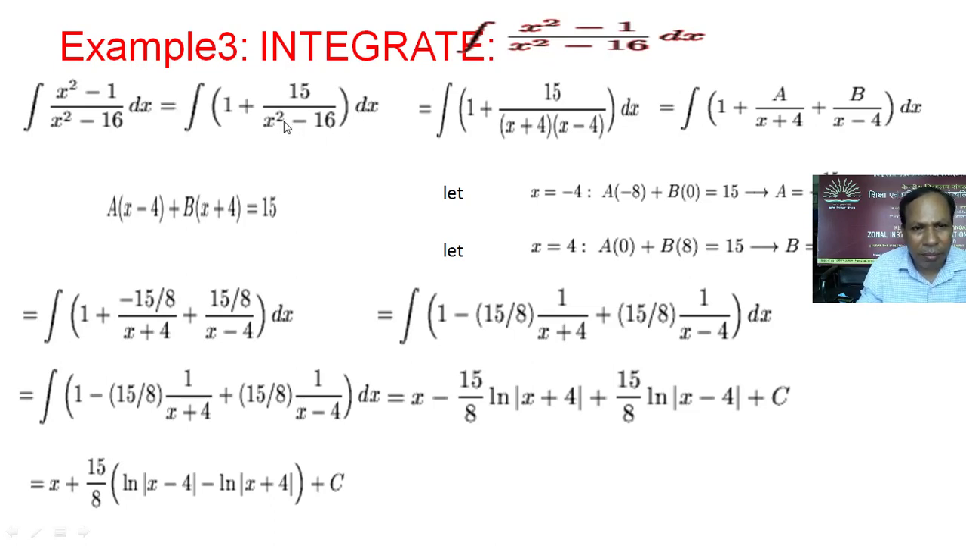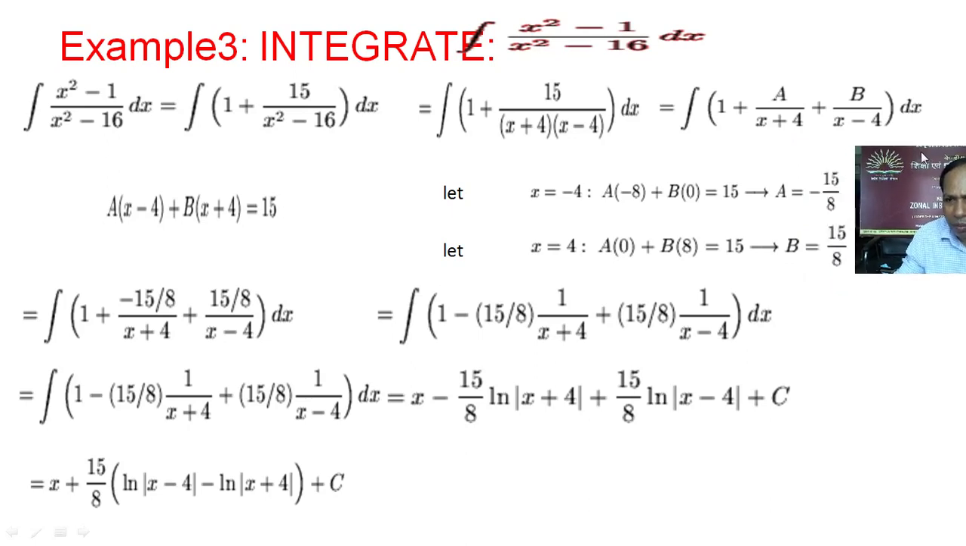So now this x square minus 16, we can factorize it as x plus 4 into x minus 4. So it is the product of two linear factors. We write 15 by x plus 4 into x minus 4 as a by x plus 4 plus b by x minus 4. So now we can write a into x minus 4 plus b into x plus 4. That becomes 15, because here the denominator LCM becomes x plus 4 into x minus 4, which is cancelled out with the denominator x plus 4 into x minus 4 in the left hand side.